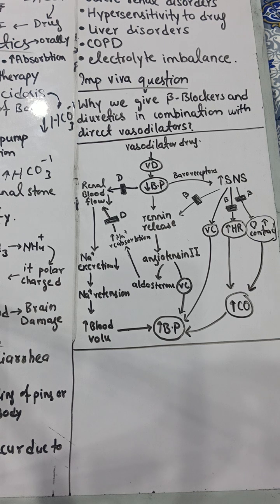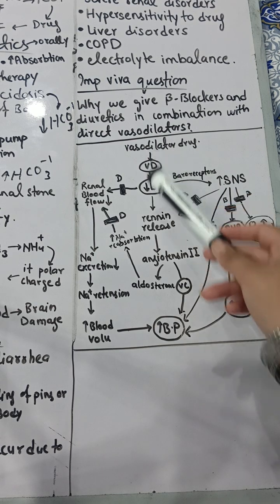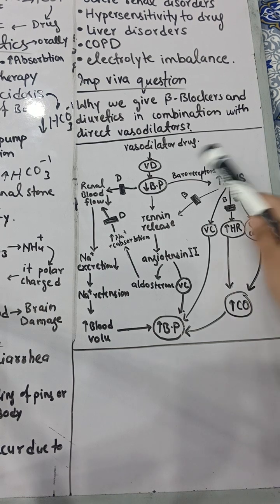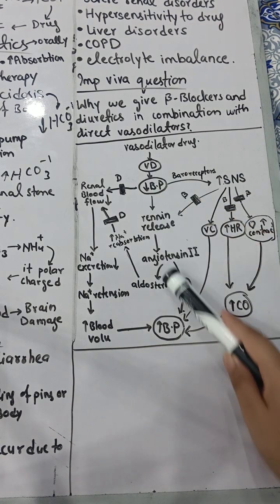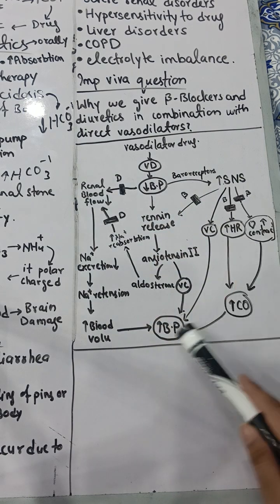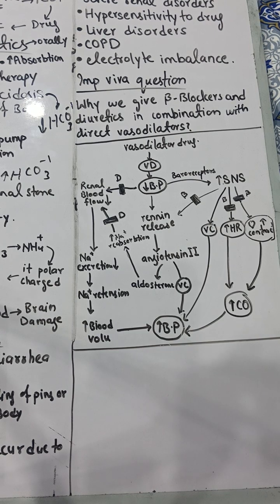So how is it working? Let's see. If you give the vasodilator drug to your patient, it will cause vasodilation. As a result, blood pressure will decrease. But now other kinds of compensatory systems start, and as a result they increase the blood pressure. But how are they doing that? Let's see.